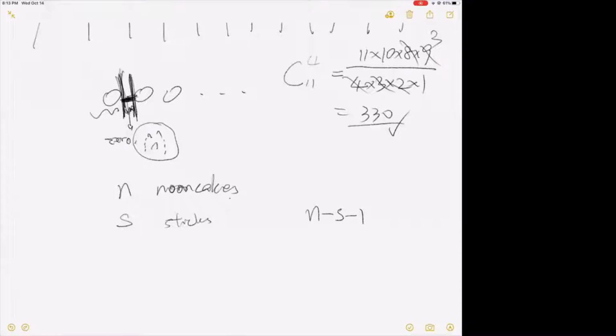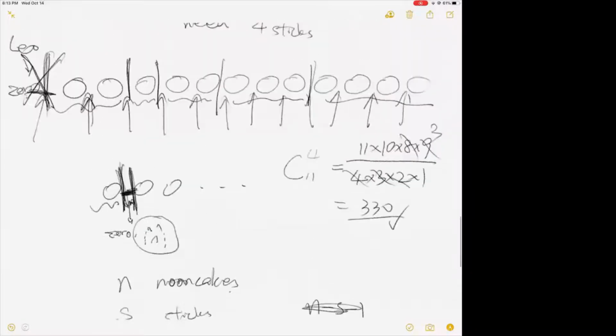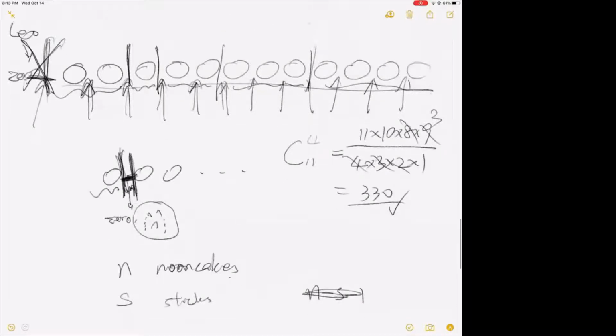And then for solution number 2, you just do it my way. You first put n mooncakes. You don't really need to draw that. So there will be n minus 1 spots. These are basically the adjacent spots where we can put the sticks, right? If there are n mooncakes, then there will be n minus 1 spots.